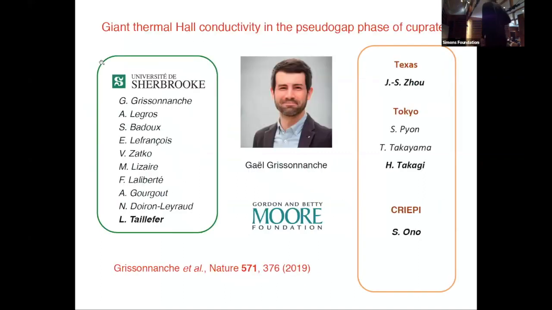Okay, and so for the rest of the talk, I'm going to talk about this thermal Hall result that was published last summer, where Gael basically discovered that the cuprate Mott insulators at zero doping have a huge thermal Hall signal. By huge, I mean, in fact, the largest ever seen in any insulator, whether it's spin liquids or otherwise. So where the hell does that come from? That was completely unexpected. And so we're in the process now of trying to understand where this thermal Hall comes from.